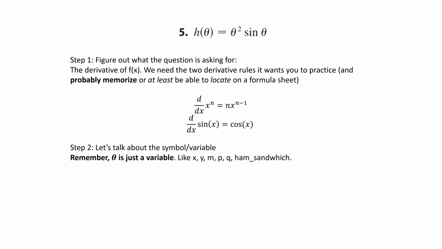So let's talk about the symbols real quick. Just remember that theta is just a variable. So you treat it the exact same way you would x, y, p, m, q, or if you want to choose an arbitrary programming name like ham sandwich, it doesn't really matter. And get used to the idea that there's going to be a lot of bizarre variables, because as you get into engineering and physics and natural sciences, you'll have things like phi or mu.